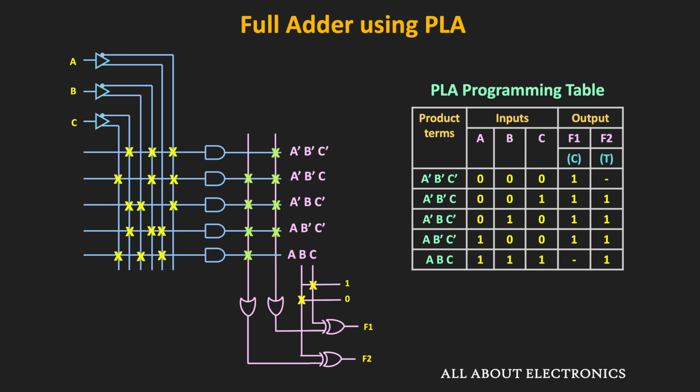So in case of the PLA, since we have a limited number of product terms or these AND gates, it is important to minimize the Boolean function and it is essential to find the common product terms among the different outputs. So that is all regarding the programmable logic array. So in the next video, we will learn about another programmable logic device which is known as the PAL.